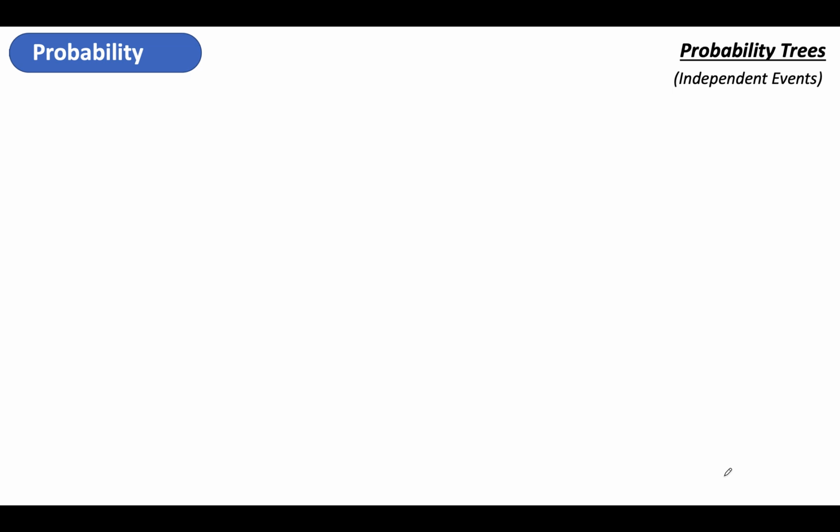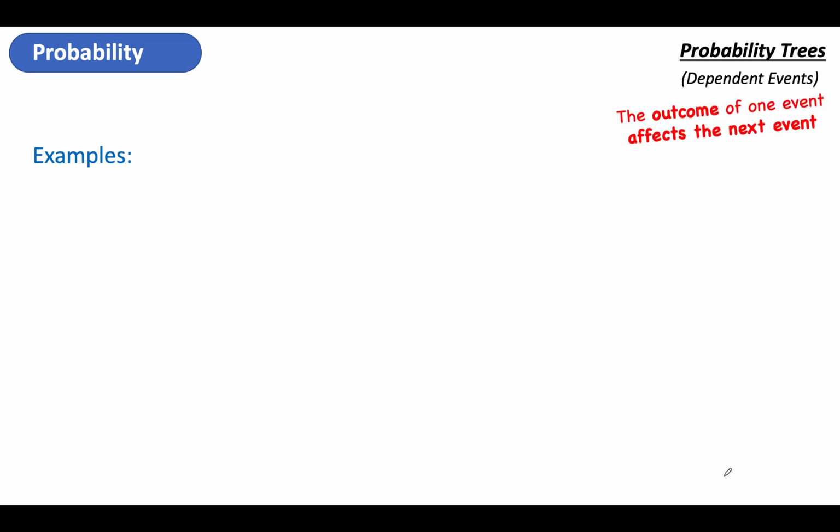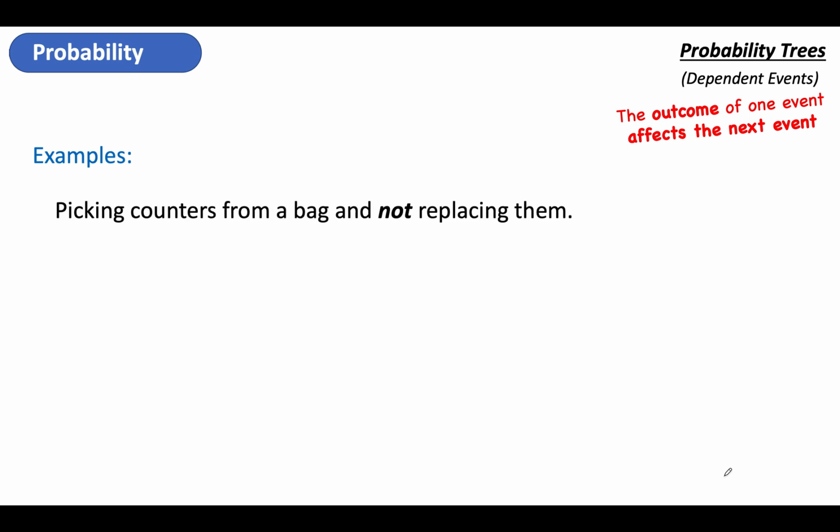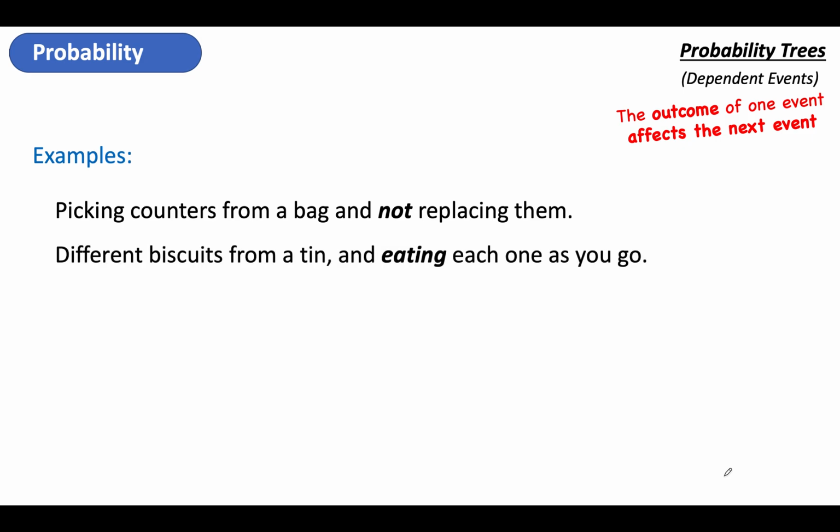Let's move on to the sweet spot, which is dependent events. This is usually a few more marks. So, examples again of this where the outcome of one event is going to affect the outcome of the other. So picking counters from a bag and not replacing them, that's going to be dependent. Different biscuits from a tin and eating as you go.